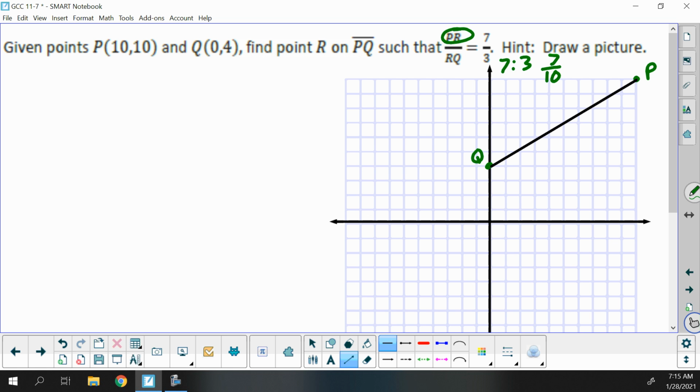So that means starting from point P. So from point P, we're going to go 7/10 of the way. Now, you could also go from point Q and go 3/10 of the way. Either one will get you the same answer. But let's go from P, we'll do 7/10 of the way because there's 7 parts out of 10 total parts. So from P, we've got to move left, and we're going left 10. And then we would have to go down to get to Q, and we'd go down 6. So we're going to do left 10 times 7/10, and down 6 times 7/10.